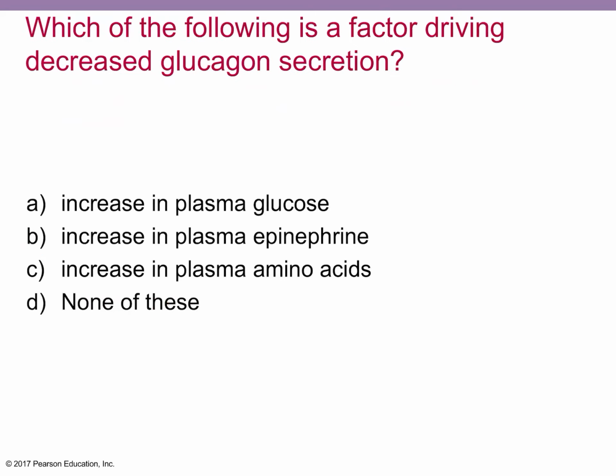Which of the following is a factor driving decreased glucagon secretion? So what's going to decrease glucagon? All right, it's going to be an increase in plasma glucose, right? So glucagon is stimulated by low glucose. So a high glucose is going to decrease the glucagon.